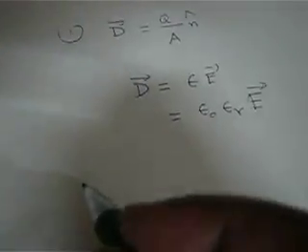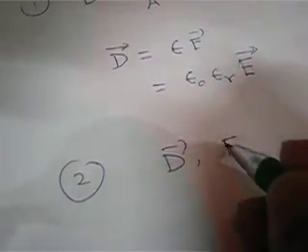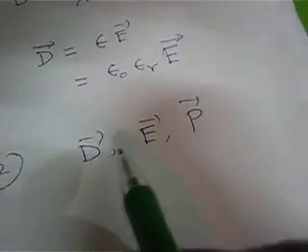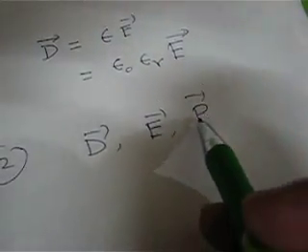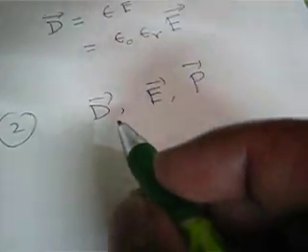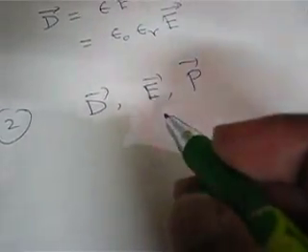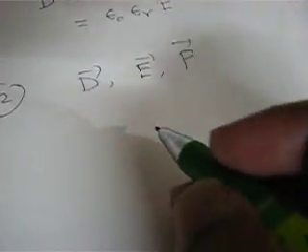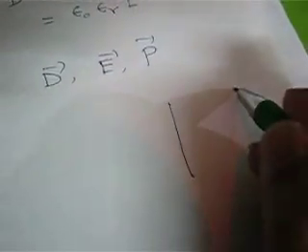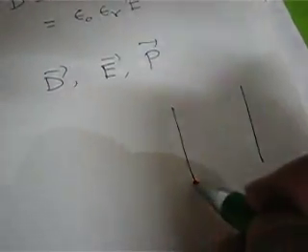Now let us find out the relation between the D vector, E vector and P vector: electric displacement vector, electric field vector and polarization vector. In order to describe the relation between these vectors, let us start with the relation between the external electric field and the polarized field. We have already described earlier the internal field or induced field and the external field.